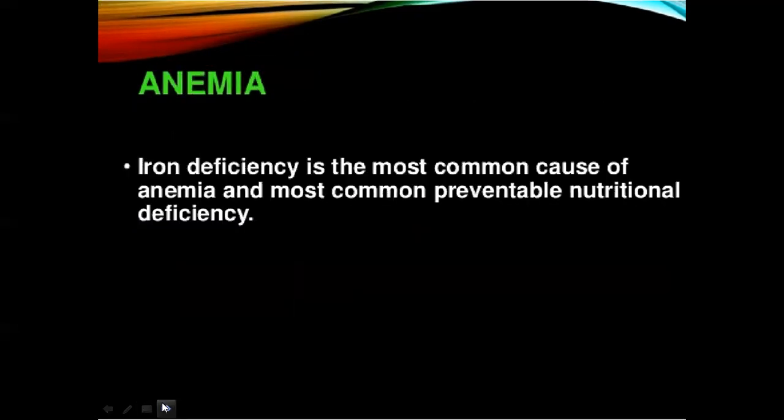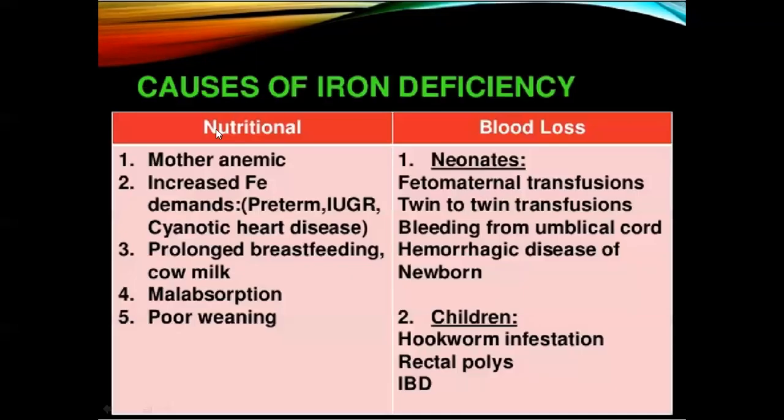And now anemia. I will discuss anemia broadly, but in short form here because of micronutrient deficiency. Iron deficiency is the most common cause of anemia and the most common preventable nutritional deficiency. The causes of iron deficiency: nutrition and blood losses. Nutrition: anemic mother, increased iron demand, preterm, IUGR, cyanotic heart disease, prolonged breastfeeding, cow milk, malabsorption, and poor weaning.